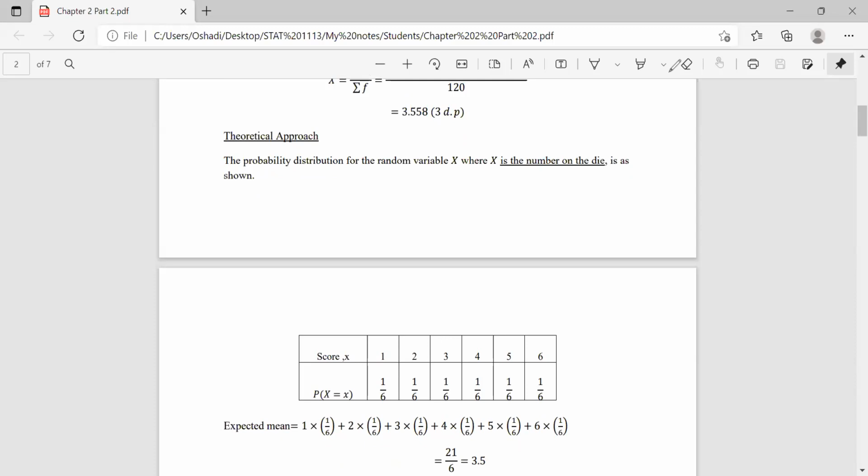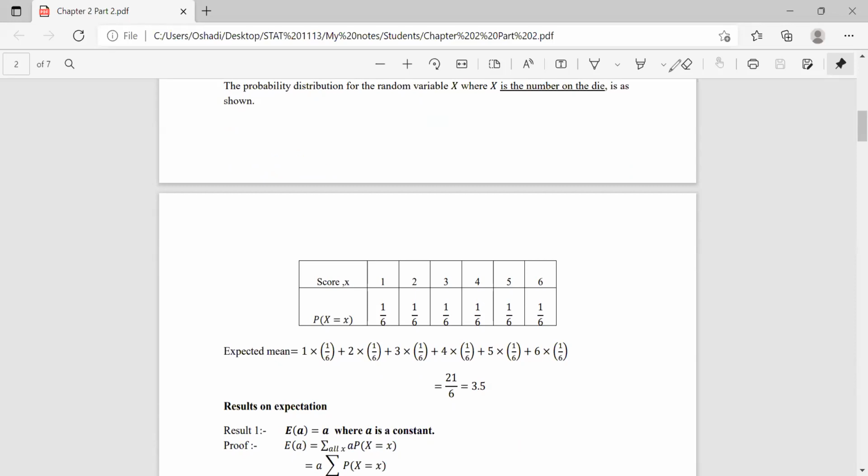the probability distribution for the random variable x, where x is the number on the die, is as shown. So we know that if it is a fair die, the probability of obtaining 1 is 1 over 6. Each number has an equal chance of getting selected. Then if we calculate the expected value, it is the summation of x f(x). So here x is 1 into its probability 1 over 6, plus, since it is a summation, 2 into its probability 1/6, 3 into its probability, 4 into its probability, 5 into its probability, and 6 into its probability. So it is 3.5.